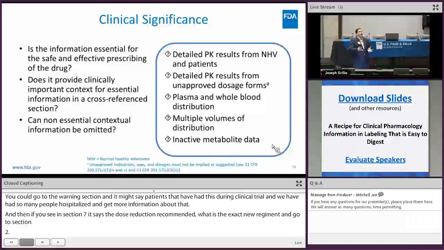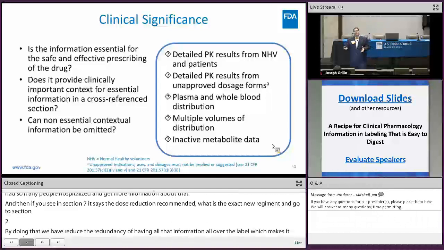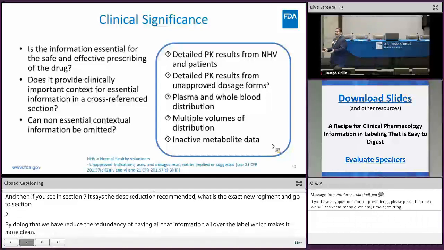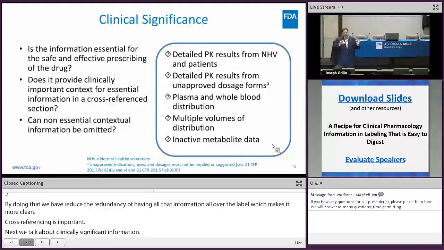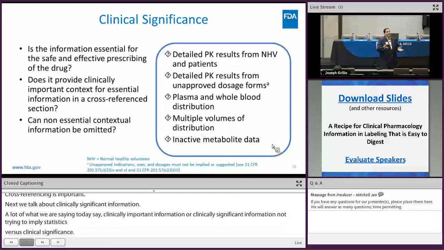Next one we talk about is clinically significant information. So a lot of what we're saying today and a lot of what you see in regulations and guidances say, clinically important information or clinically significant information, not trying to imply statistical significance versus clinical significance. But so one thing to consider, so what I wrote on the left side of the slide is just some questions you should ask yourself. I mean, ultimately, what is deemed clinically important or clinically significant is going to be a review issue. And this is going to be different for every drug.